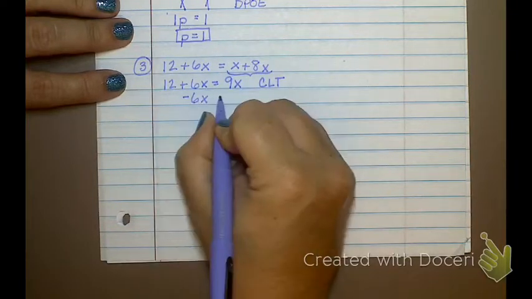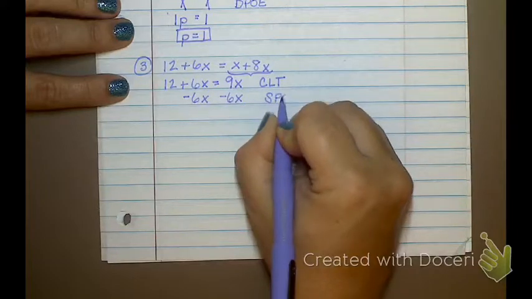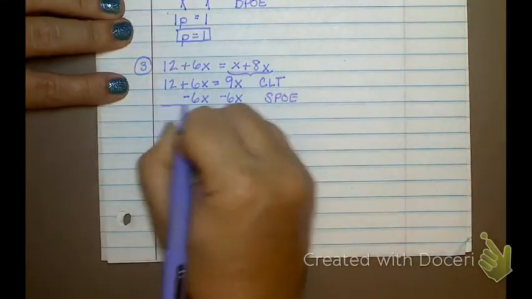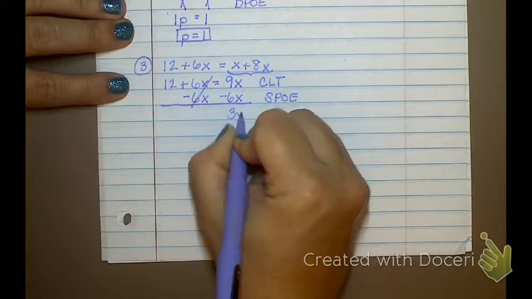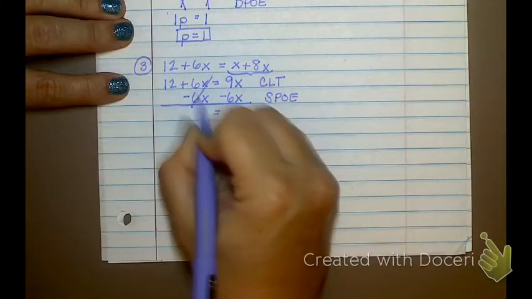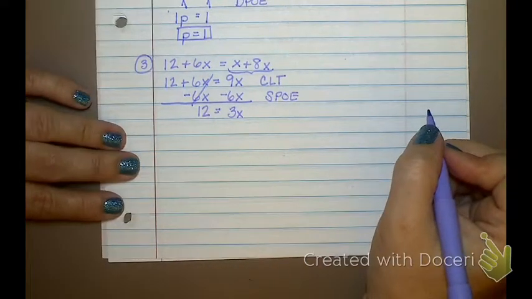Subtract 6x from both sides. That's my subtraction property of equality that says if I subtract something from one side, I have to subtract from the other side as well. So over here I'm left with just 12, and then on the right I have 3x. What next?